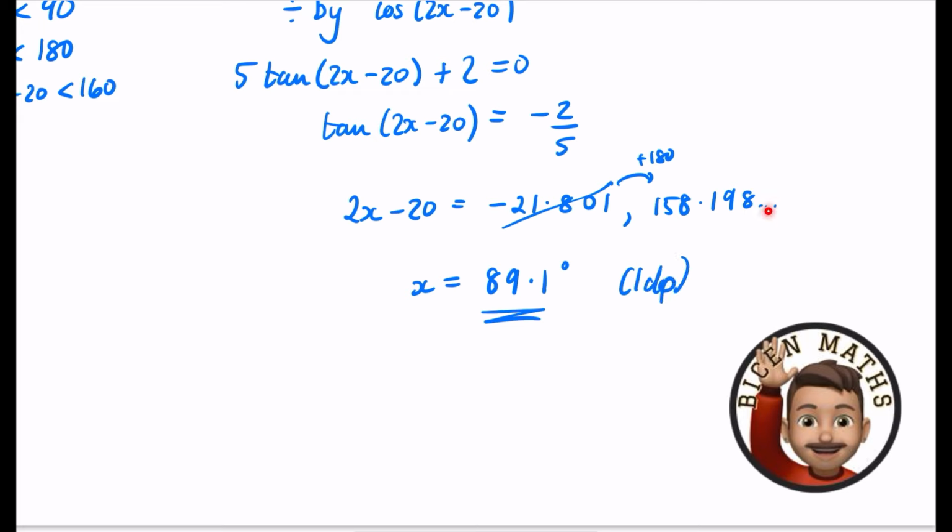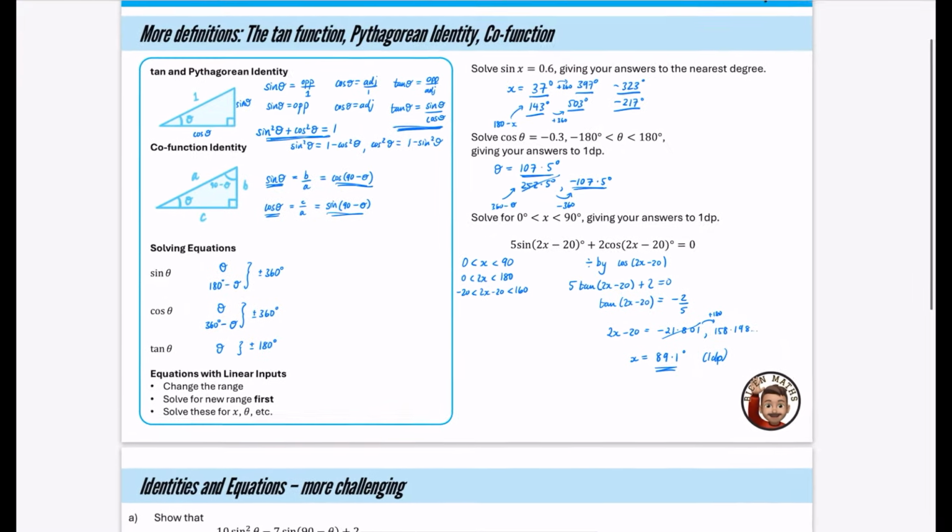Now, if you didn't write these, if you didn't have it stored in your calculator, the reason I wrote 3 decimal places here is because then when I added the 20 and divided by 2, I wasn't losing any accuracy with how I did this.